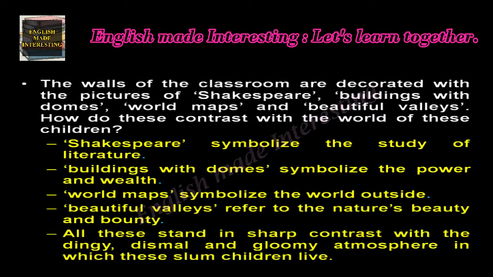The walls of the classroom are decorated with the pictures of Shakespeare, buildings with domes, world maps and beautiful valleys. How do these contrast with the world of these children? Shakespeare symbolizes the study of literature. Buildings with domes symbolize the power and wealth. World maps symbolize the world outside. Beautiful valleys refer to nature's beauty and bounty. All these stand in sharp contrast with the dingy, dismal and gloomy atmosphere in which these slum children live.